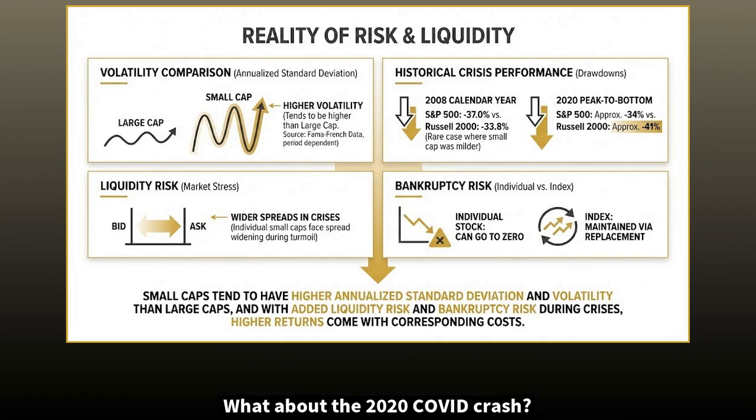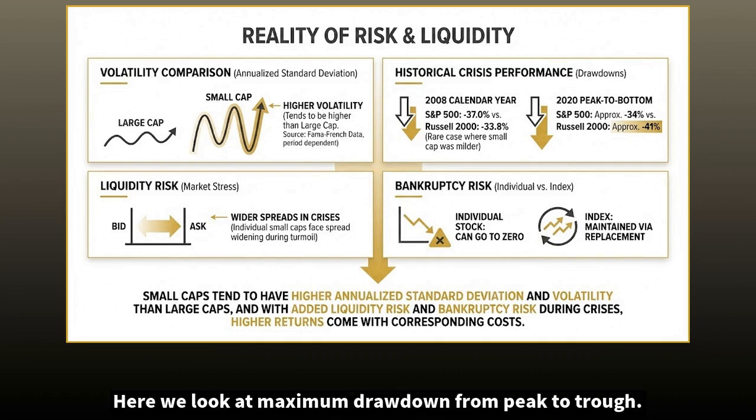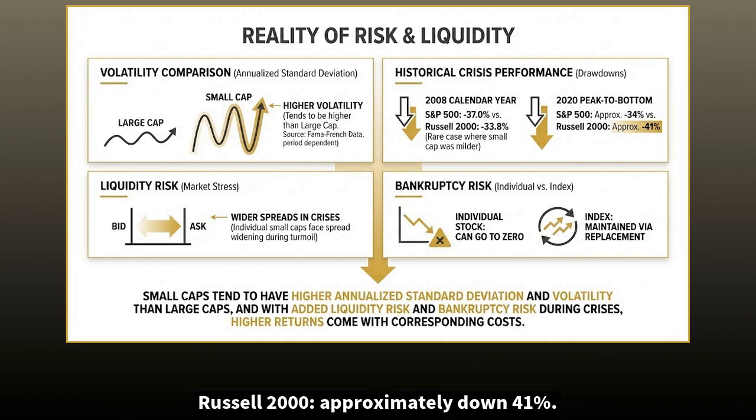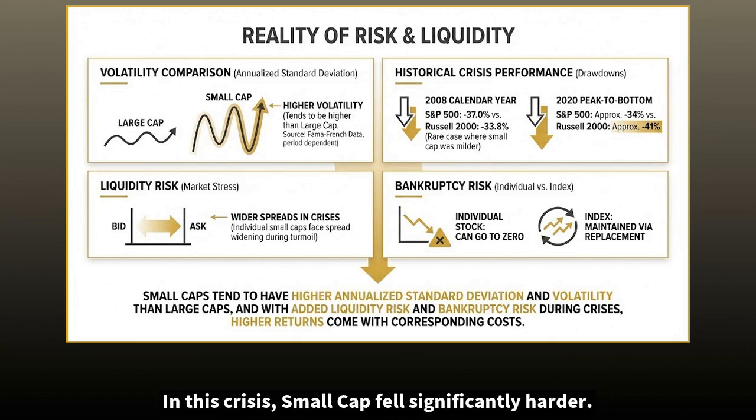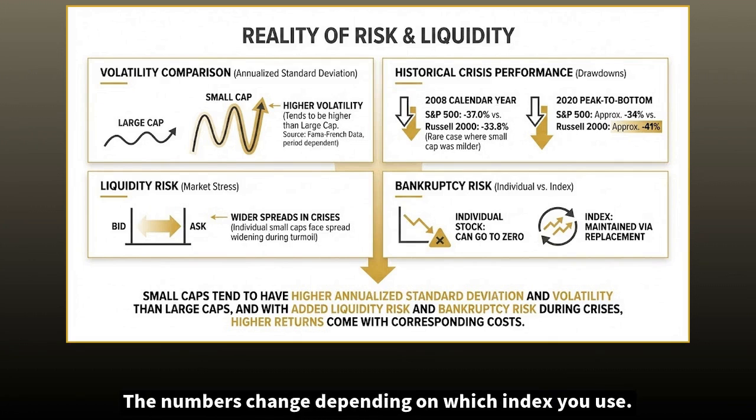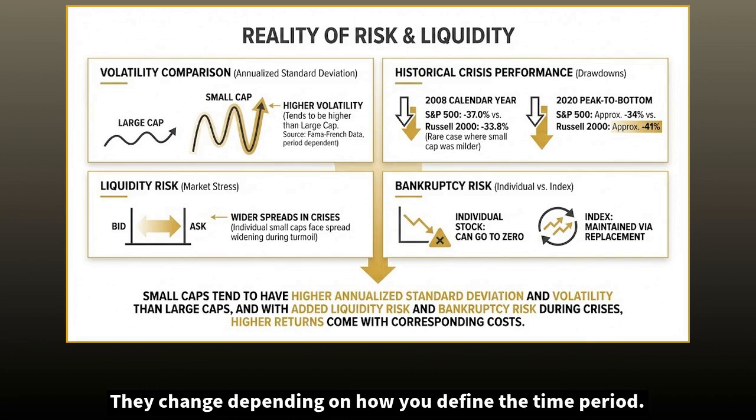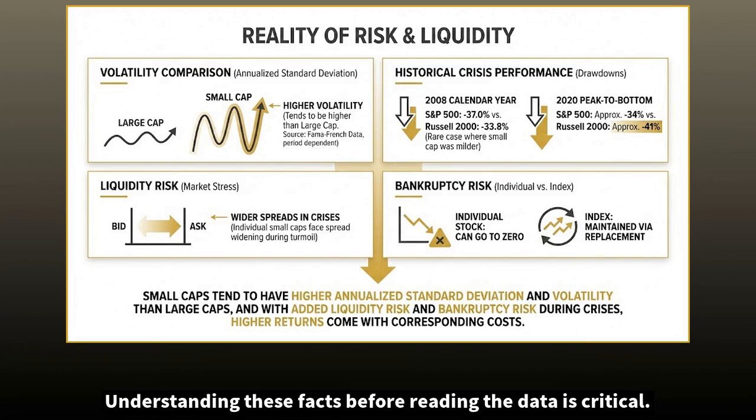What about the 2020 COVID crash? Here we look at maximum drawdown from peak to trough. Russell 2000, approximately down 41%. S&P 500, approximately down 34%. In this crisis, small cap fell significantly harder. The numbers change depending on which index you use. They change depending on how you define the time period. Understanding these facts before reading the data is critical.